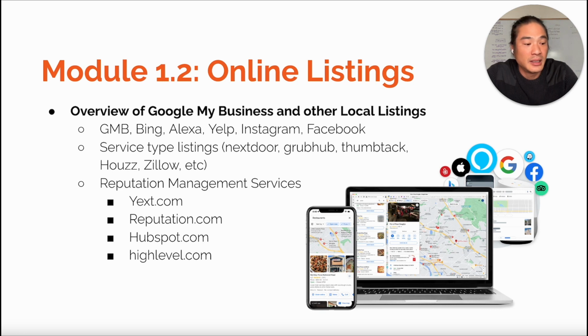Alexa, some people might use that in their home. They might ask Alexa to give an answer, and those things actually pull from Yelp. And Bing also pulls from Yelp. You might want to update your Instagram and Facebook. This is all very important. So there are different services.